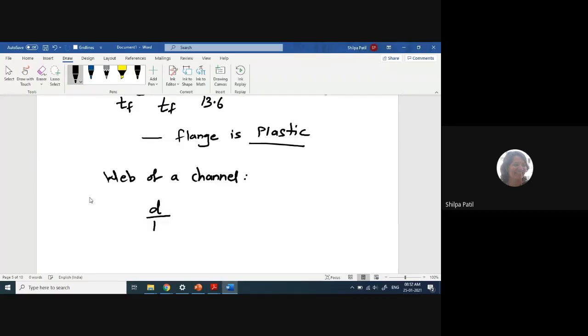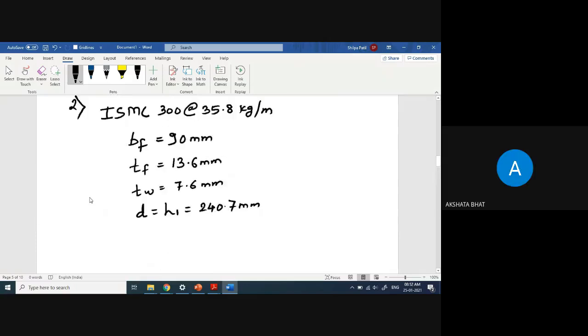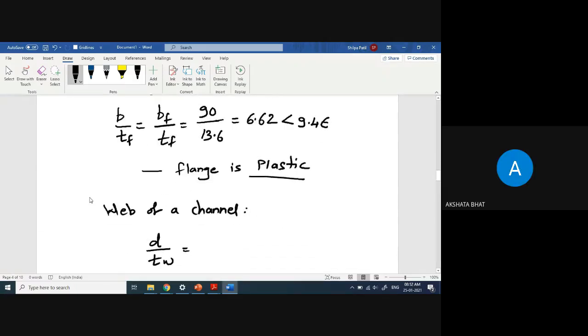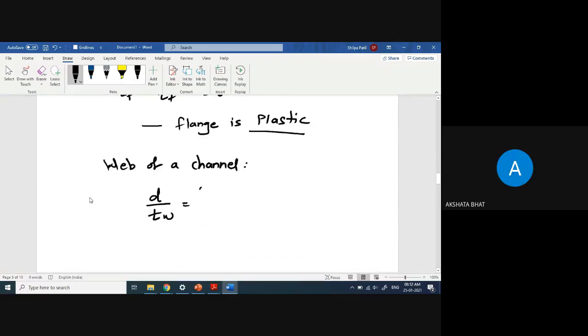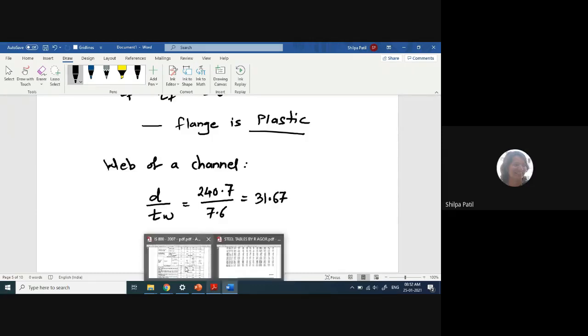D by TW. So what are the values? 240.7 divided by 7.6. What is the value ratio? 31.67. Let us go to the IS code now.